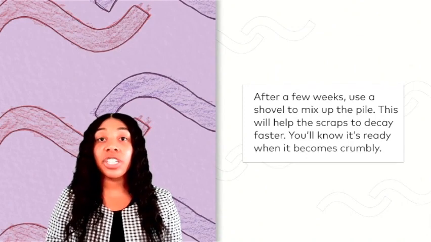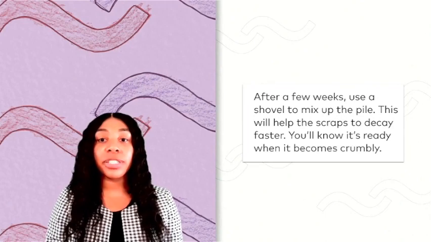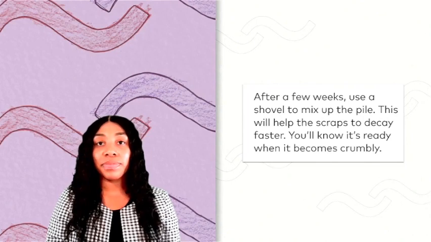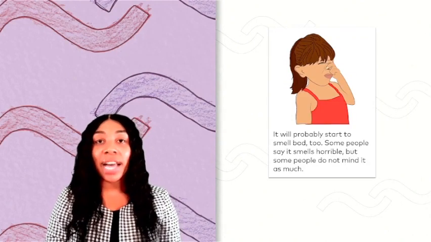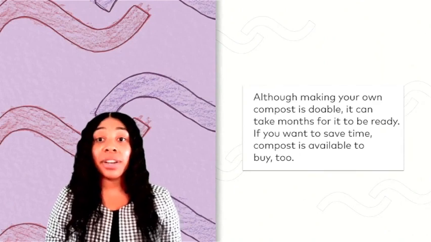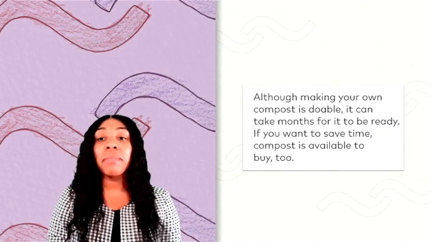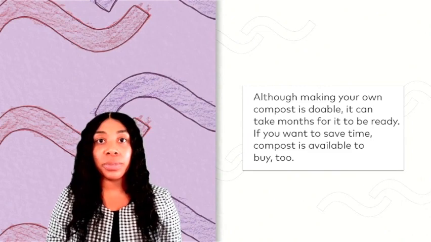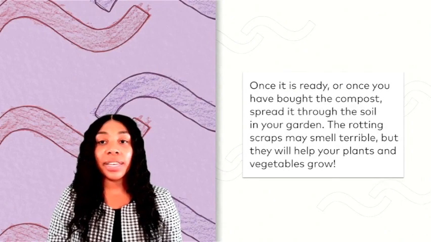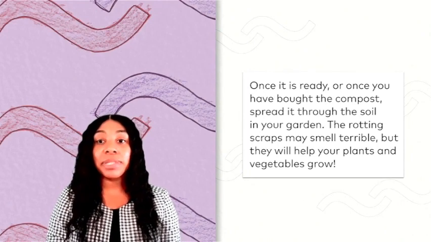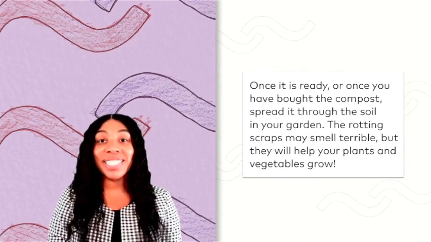After a few weeks, use a shovel to mix up the pile. This will help the scraps to decay faster. You'll know it's ready when it becomes crumbly. It will probably start to smell bad too. Some people say it smells horrible, but some people do not mind it as much. Although making your own compost is doable, it can take months for it to be ready. If you want to save time, compost is available to buy too. Once it is ready, or once you have bought the compost, spread it through the soil in your garden. The rotting scraps may smell terrible, but they will help your plants and vegetables grow.